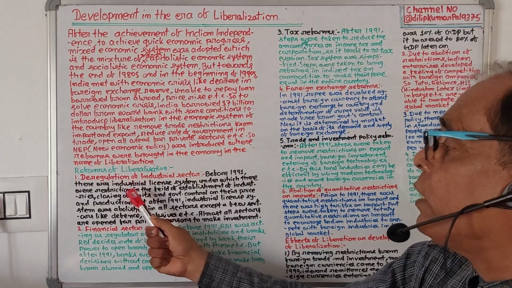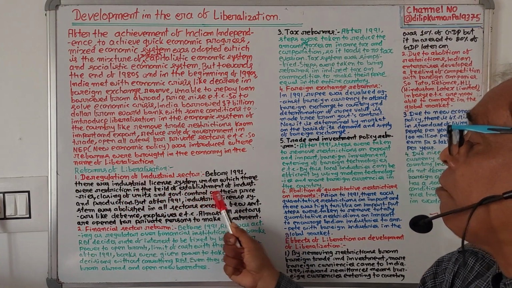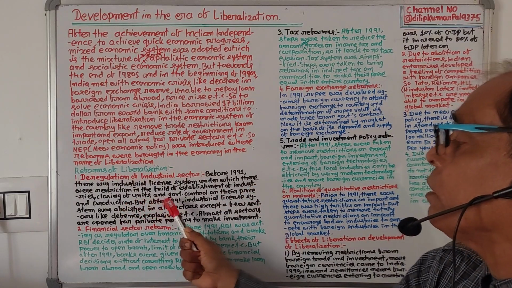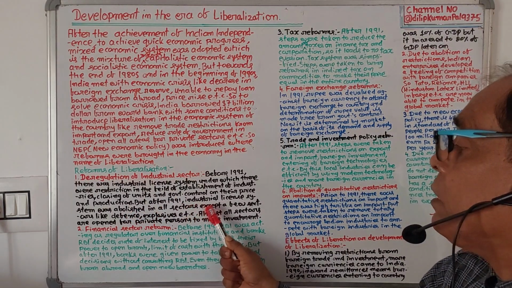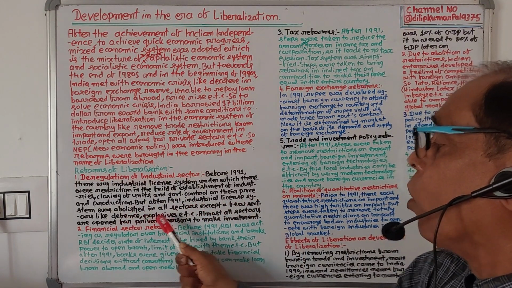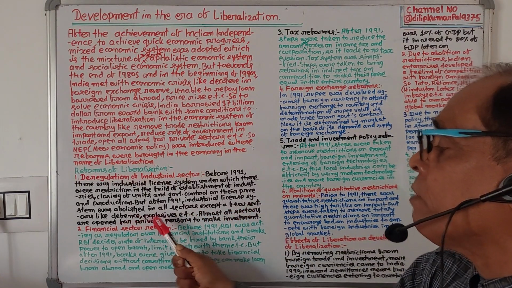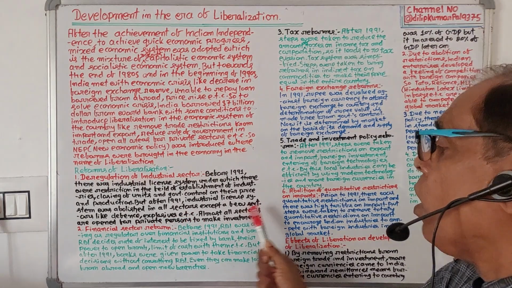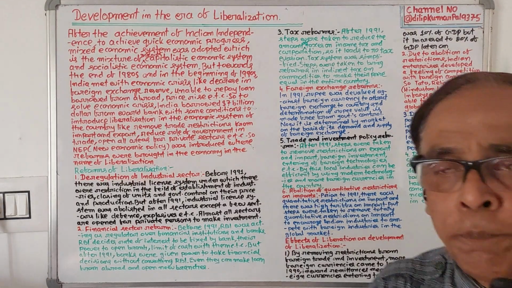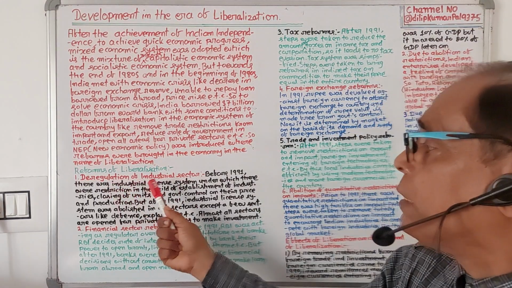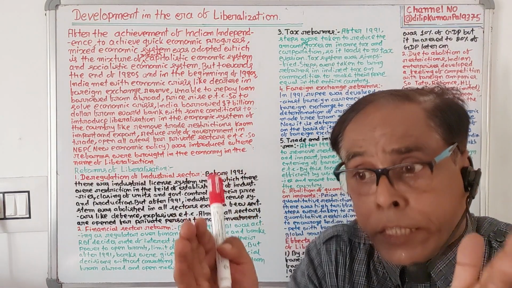Before 1991, there was an industrial license system under which there were restrictions in the field of establishment of industries, closing of units, and government control on their price and production. But after 1991, the industrial license system was abolished in all sectors except a few sectors like defense, explosives, etc. Almost all sectors are open for private persons to make investment. So the first reform was deregulation of industrial sector. Prior to 1991, government was regulating the industrial sector.